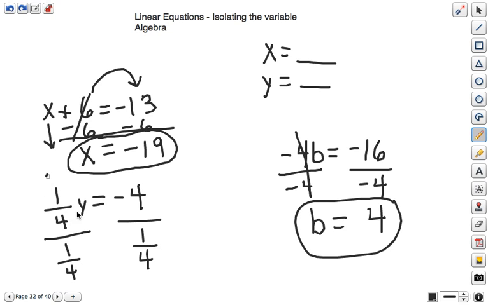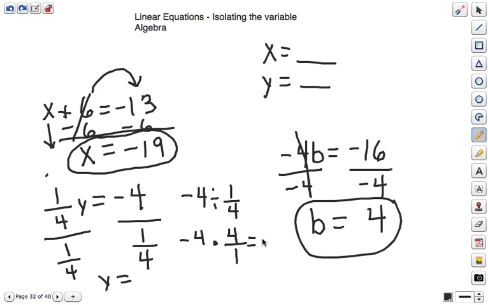1/4 divided by 1/4 is just 1. And then we have negative 4 divided by 1/4. So I'm just going to write it over here off to the side. Okay, so we have negative 4 divided by 1/4. Whenever you're dividing a fraction, you can multiply by the reciprocal. So the reciprocal of 1/4 is 4 over 1. So we have negative 4 times 4 over 1, and that is negative 16. So y equals negative 16.